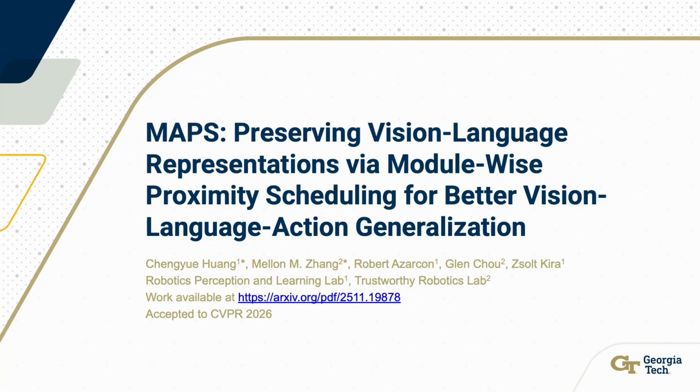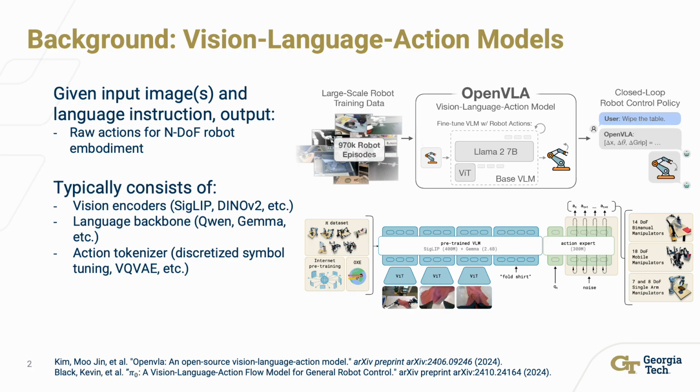Hello, today we'll be presenting our paper, MAPS: Preserving Vision Language Representations via Module-Wise Proximity Scheduling for Better Vision Language Action Generalization. Vision Language Action Models, or VLAs, are generalist policies that leverage pre-trained VLMs and robotics data scaling to directly output executable robot actions conditioned on image and language inputs.